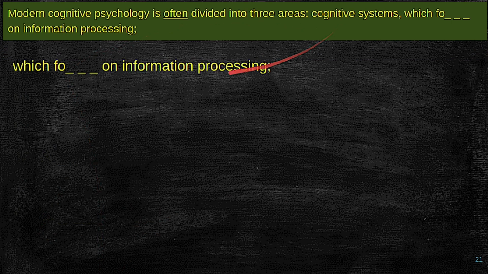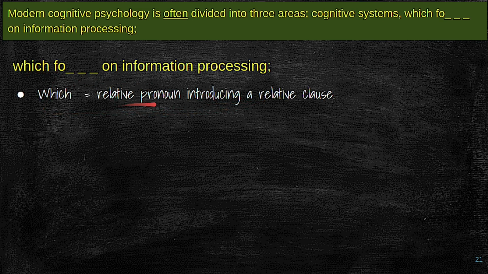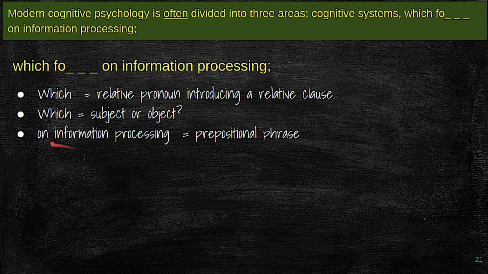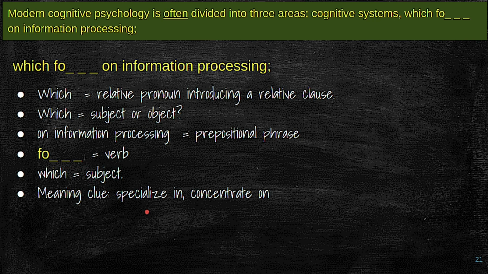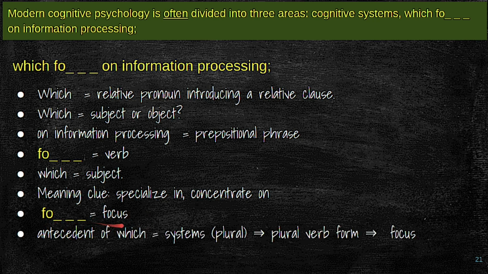Now let's look at the second blank, which is a relative pronoun introducing a relative clause. In a relative clause, the relative pronoun which can function as either the subject or the object of the clause. Let's check the sentence, which focus on information processing. The phrase on information processing is a prepositional phrase. Therefore, the blank must be the verb, and which must be the subject. Now we ask, what verb means specialize in or concentrate on? The fixed expression is focus on. Since the antecedent of which is systems, which is plural, we need the plural form of the verb. Remember, singular focuses, plural focus. Therefore, the answer is focus.